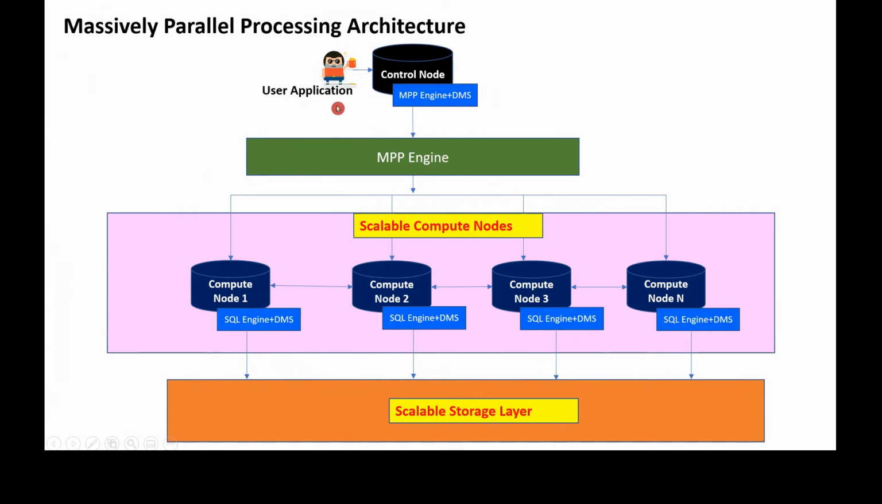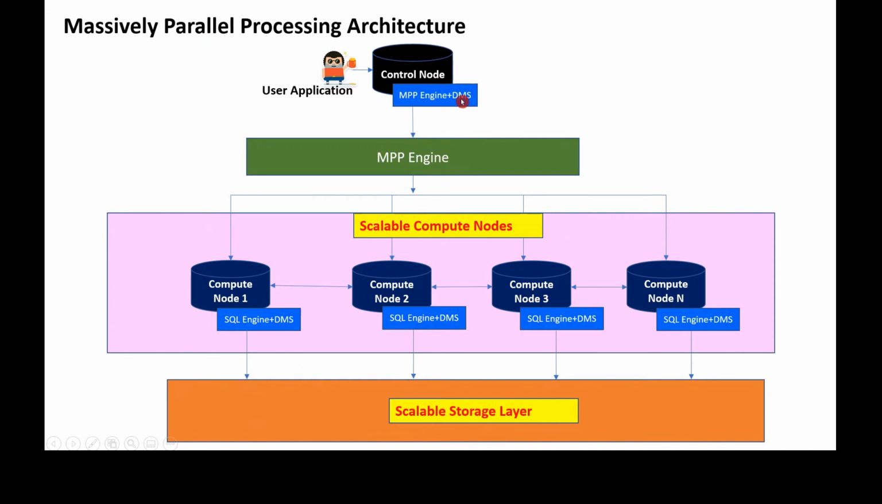In MPP, the user submits an application. The application could be a query or stored procedure. When the user submits an application, it connects to the control node through an ODBC or JDBC connection string. And the control node consists of the MPP engine and DMS. The MPP engine, that is the massively parallel processing engine, is responsible to split the user code or query into multiple smaller tasks. Once that is split, those tasks can be executed in parallel in the distributed computing nodes.